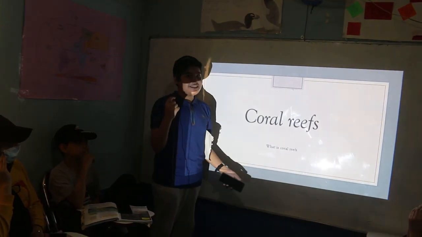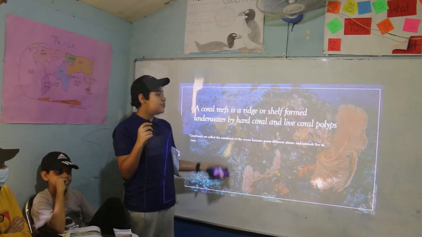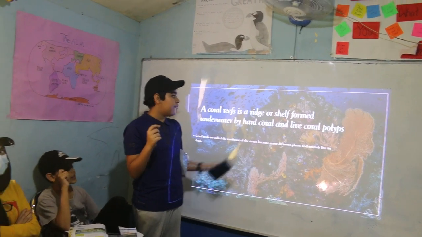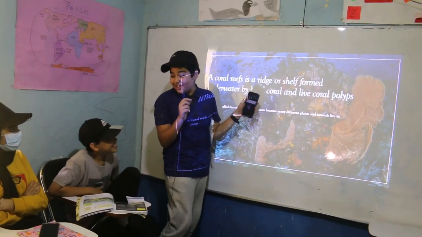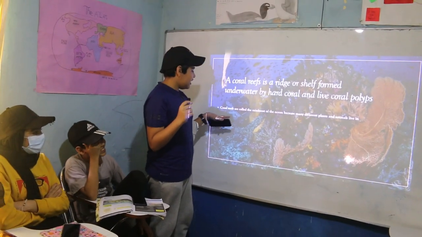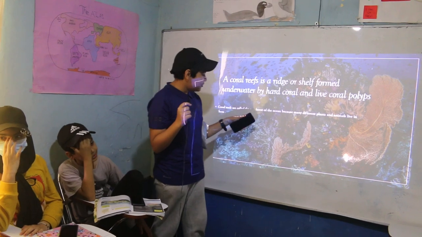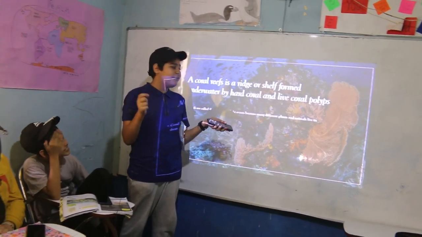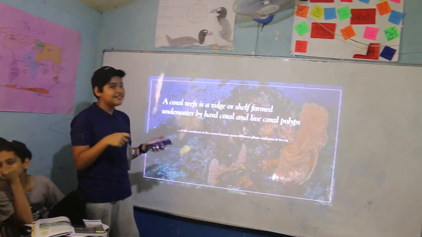So what are coral reefs? It's a ridge or a shell formed underwater by hard coral and leaf coral polyps. One fact is that coral reefs are called rainforests of the ocean because many different animals and plants live in it.